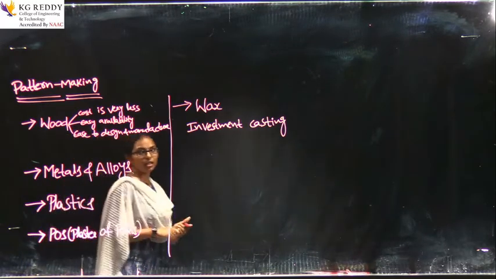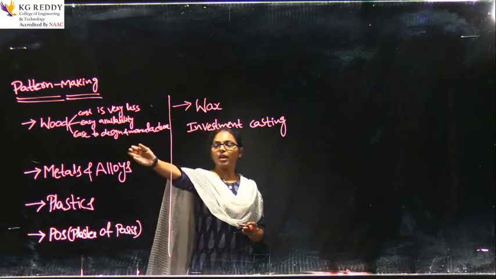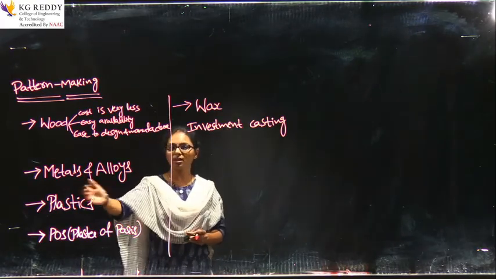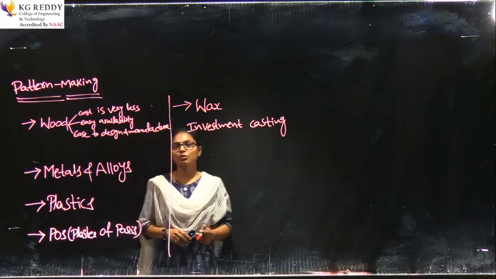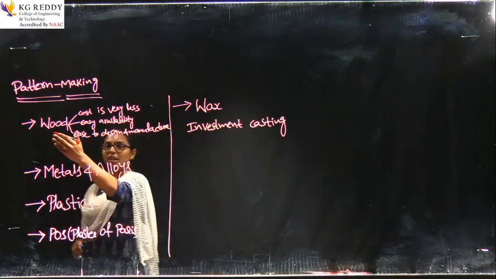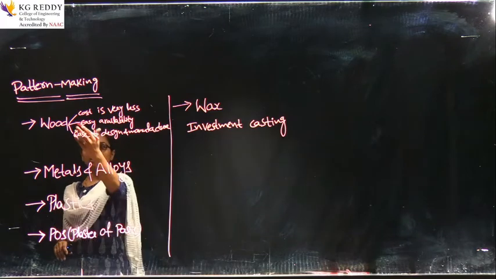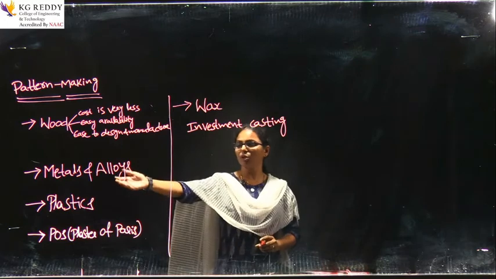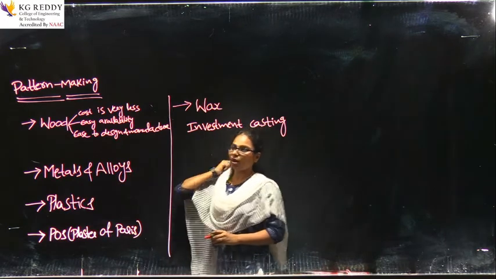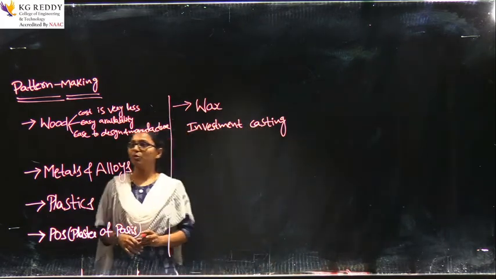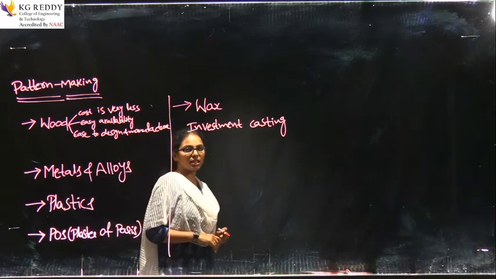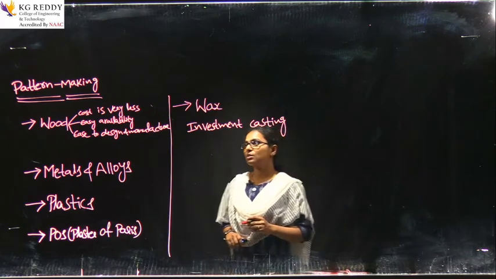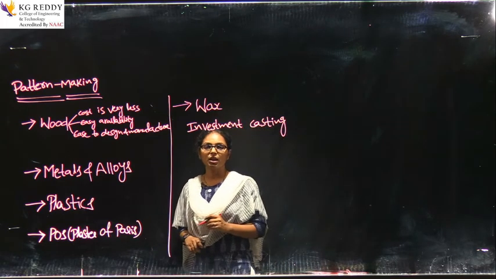So where we have to consider wood as a pattern material and where we have to consider metal as a pattern material: for making a very small quantity of components, we need to use wood. For making a large quantity of components, we need to use metal. So these are all the parameters we need to know before entering the first step, that is pattern making. These are the available materials which are used for making a pattern.